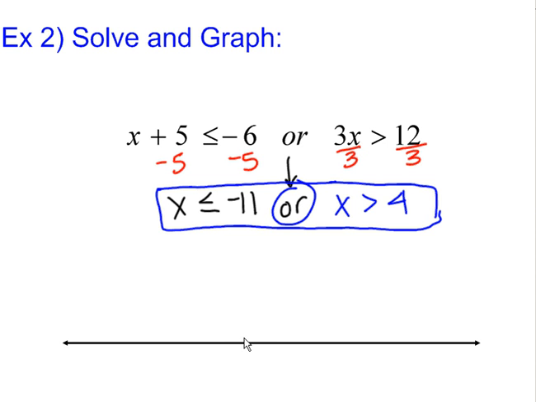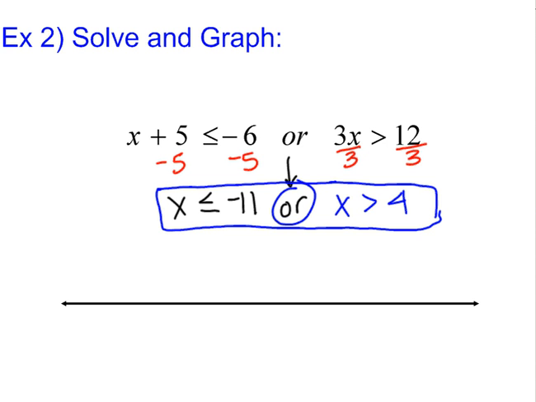All right, and we're going to graph this. Let me move this up a little bit. And I need the number -11, I need the number 0, and I need the number 4. On -11, we need a closed circle. And on 4, we need an open circle. On -11, it's less than, so it's going to go to the left, and on the 4 it's greater than, so it's going to go to the right. And again, this is a good graph because it's an or statement.